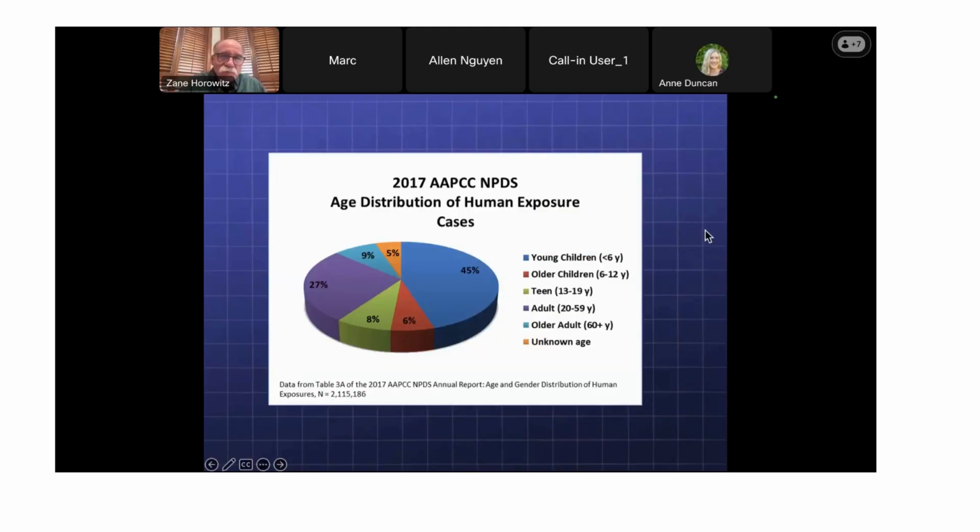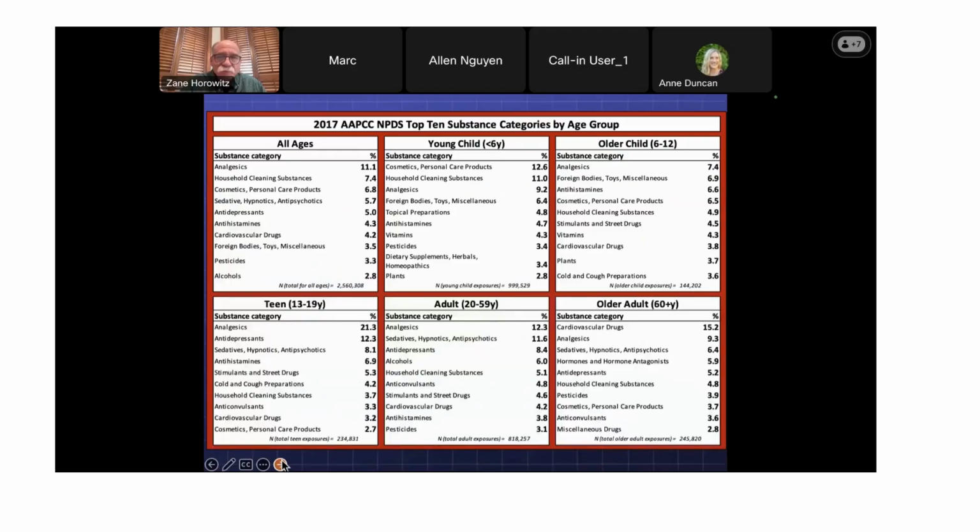So this is a few years old, but typical pie chart of what we know. We see who calls us. Mostly young children and even older children make up almost half of our calls, and they get into things that they have access to, which is household products around the house.